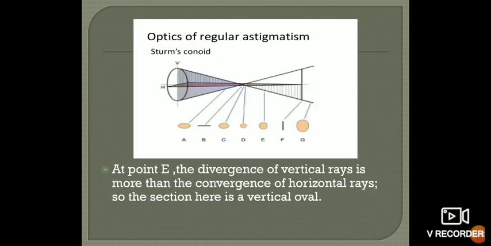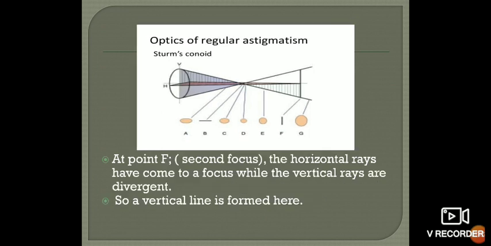Okay, at point E, you can see the divergence of the vertical rays here is more than the convergence of horizontal rays. So the section here is vertically oval. Okay. At point F, what happens? Now here the horizontal rays have come to point focus, while the vertical rays are diverging. And if you take a cross section at this level, it will be a single vertical line.